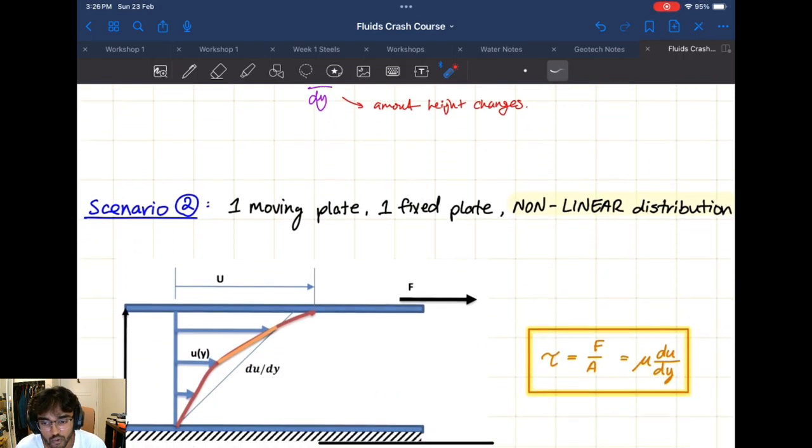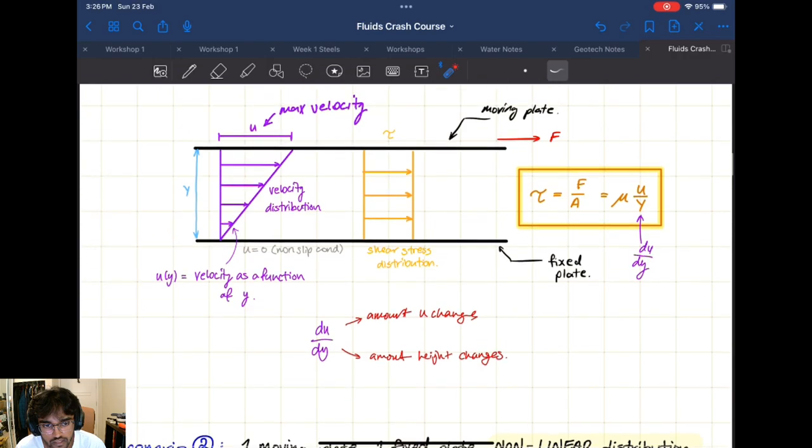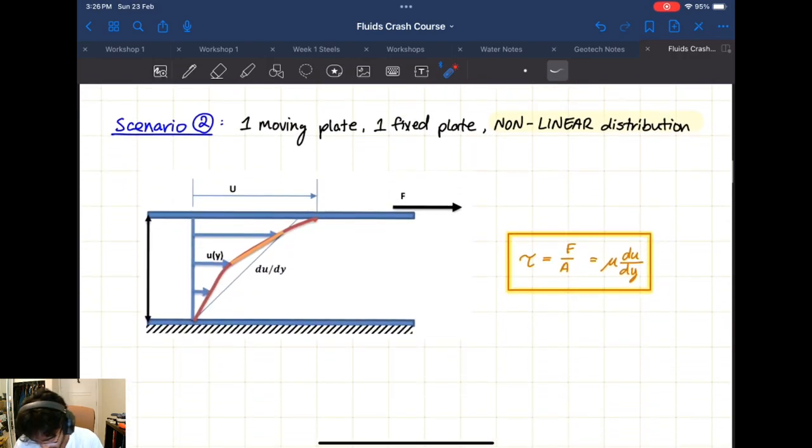Okay, so now scenario 2, one moving plate and one fixed plate, very similar. We have a fixed plate at the bottom and a moving plate at the top. Again, the velocity at the top will be u. However, our velocity distribution is no longer a straight line; it's a curved line. In this case, you are going to have to use differentiation. We don't see this scenario a lot, so that's why I've just put it in the formula like that. They might give you some u function in terms of y.